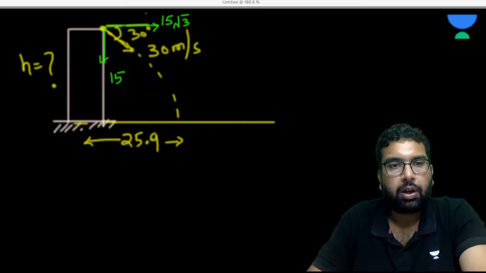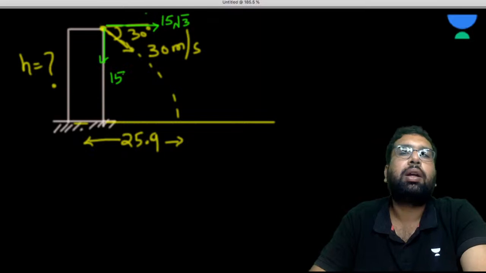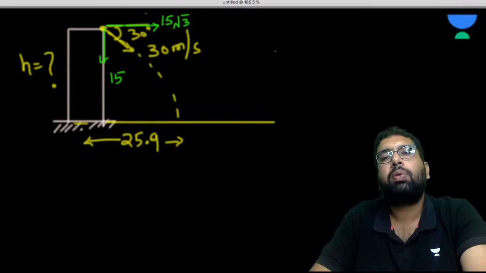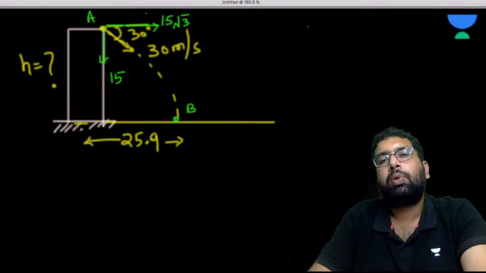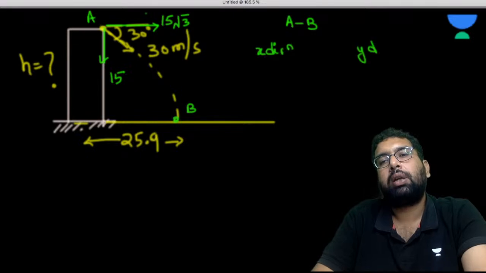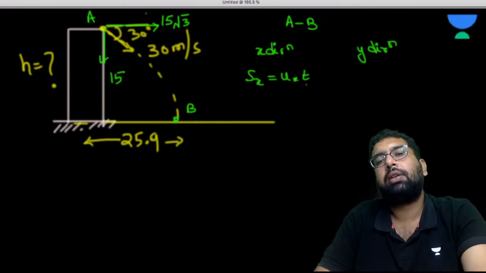So now we have both horizontal and vertical components. Now again, let's consider the motion. Let's suppose this point is A, this point is B. So we have to consider the motion from A to B in x direction and in y direction. In x direction, what is the displacement? So we understand Sx is equal to uxt, and there is no acceleration in x direction.